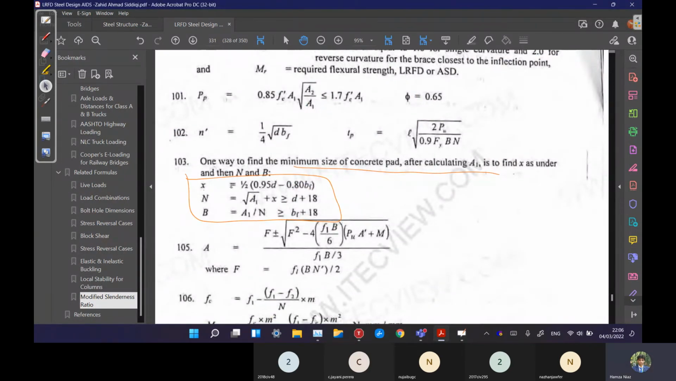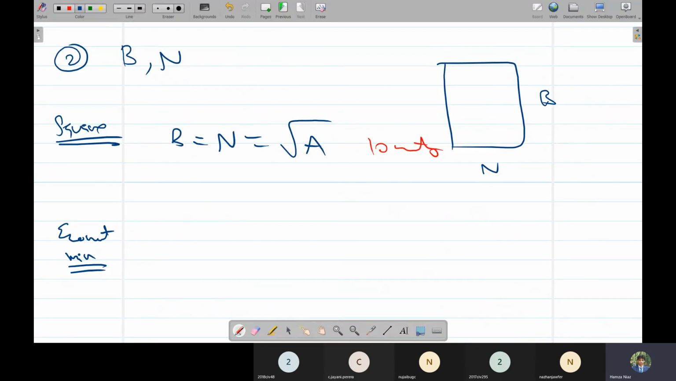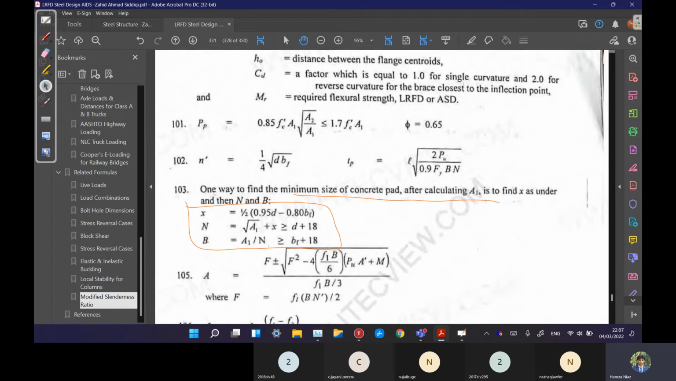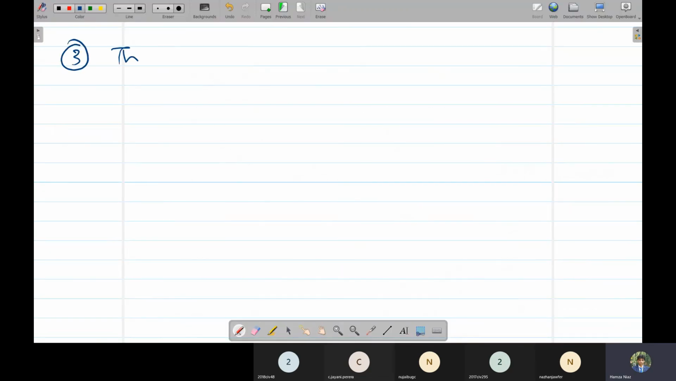First we have to find x is equal to 1 by 2.95 d minus 0.8 bf, and n is equal to under root a plus x, and b is equal to a1 over n. So we can get x, n and b from this. If it is written that we have to find the economical, we can get x and b from these formulas, depending on the case. After these dimensions are known, the third step is the thickness of the base plate.